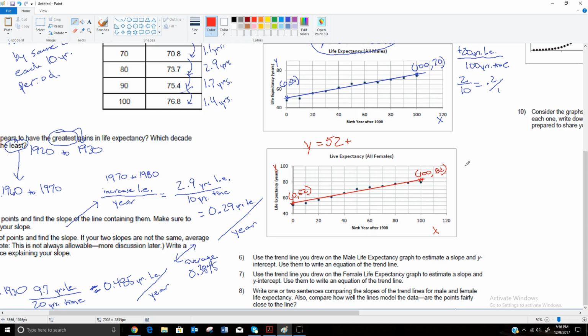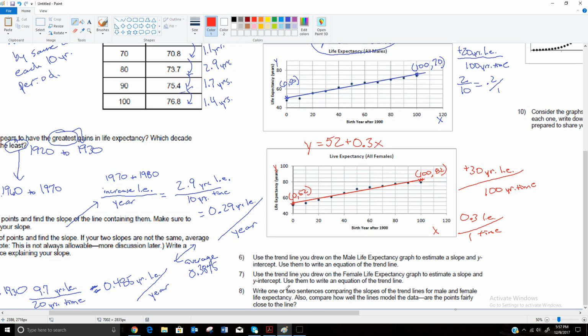52 to 82 would be 30 years gain in life expectancy over a 100-year time. So if I divide that, just like up here, 30 divided by 100, I'm going to get 0.3 increase in life expectancy for each 1 year time. So that's my slope here, 0.3x.